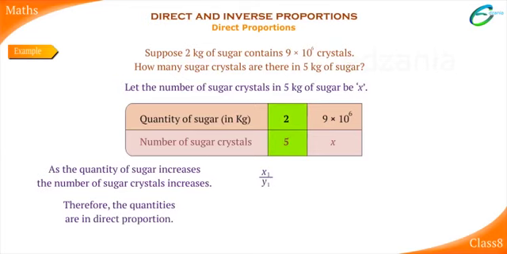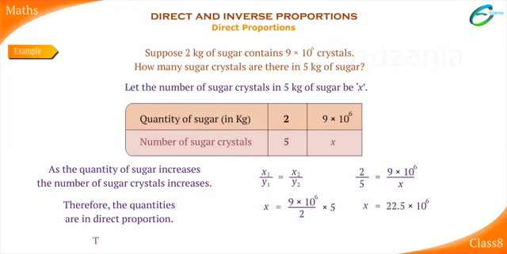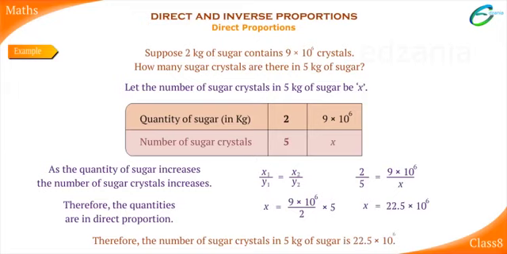We have x1 by y1 is equal to x2 by y2. On simplification, we get x as 22.5 into 10 to the power 6. Therefore, the number of sugar crystals in 5 kgs of sugar is 22.5 into 10 to the power 6.